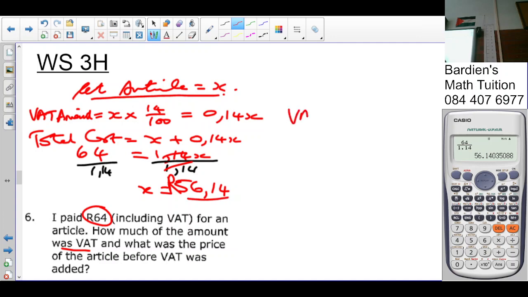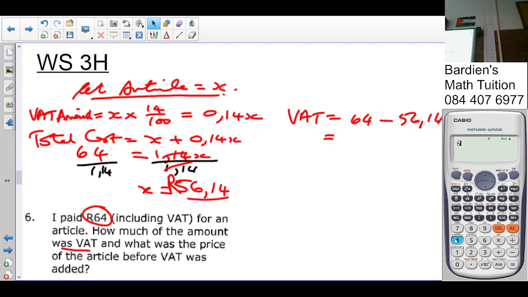So how do we calculate VAT? We can just subtract from the total amount, which is 64 rand, minus 56,14. Or you could have worked out 14% of 64 rand, the same, no? That gives me 7 rand and 86 cents.